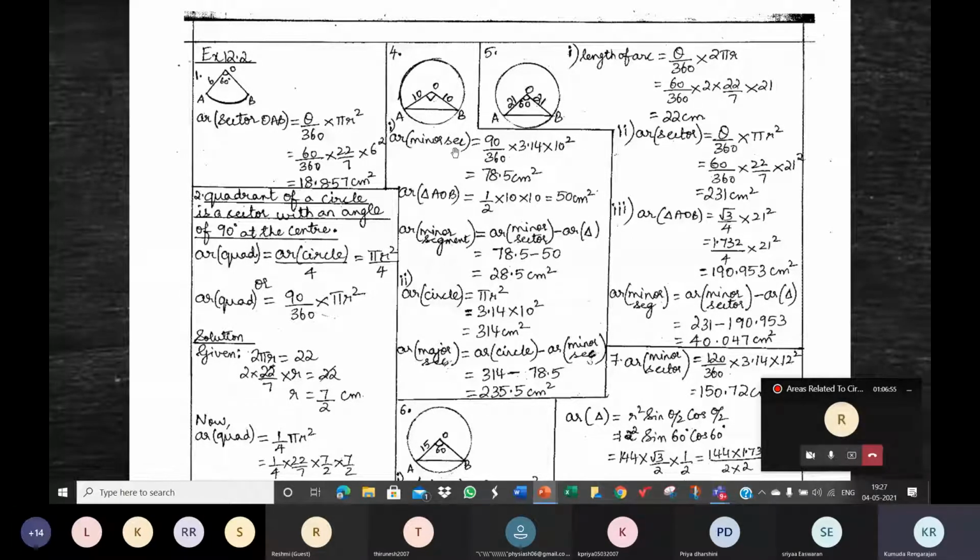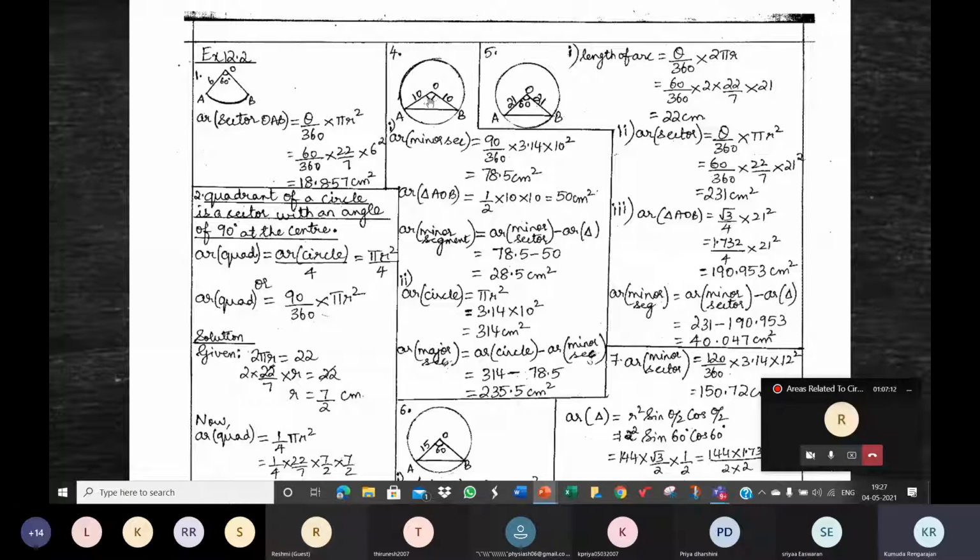And what are the values you need to find the area of the sector? Simply the radius and the sector angle. We know both. We know that the radius is 10 centimeters. We know that the sector angle is 90 degrees. So we just have to substitute the values in the formula and find the area of the minor sector.